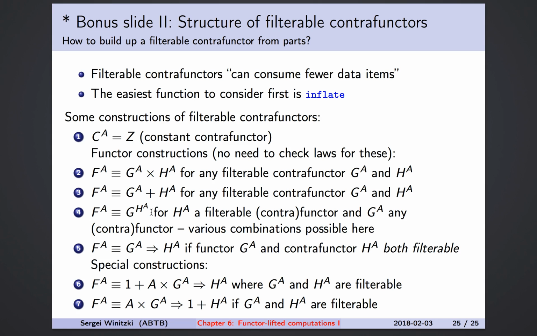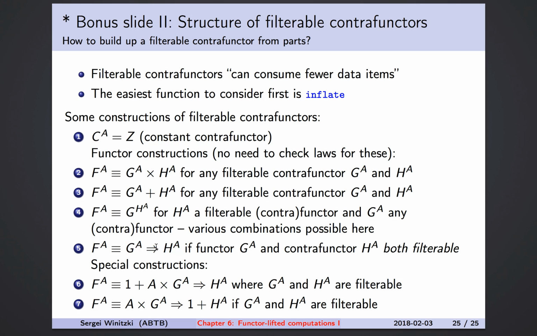And here you have different combinations. You can have a functor of a contrafunctor. You could have a contrafunctor of a functor. Or you could have a contrafunctor of a contrafunctor. The result would be a functor, again filterable. You can do this, of course. If they're both filterable, this is a functor, this is a contrafunctor, then the contravariance is here on the left. Covariance is on the left of the arrow, so it becomes contravariant. And so this is a contrafunctor.